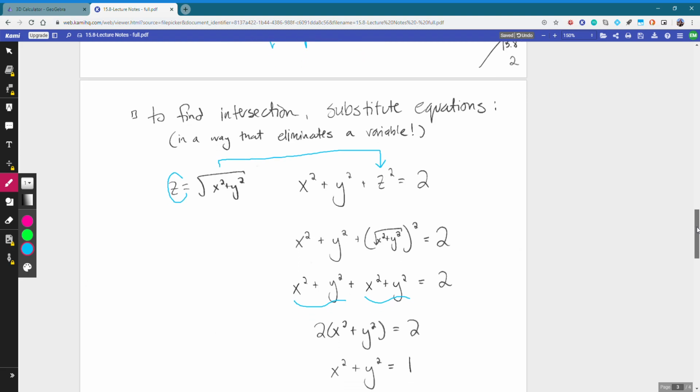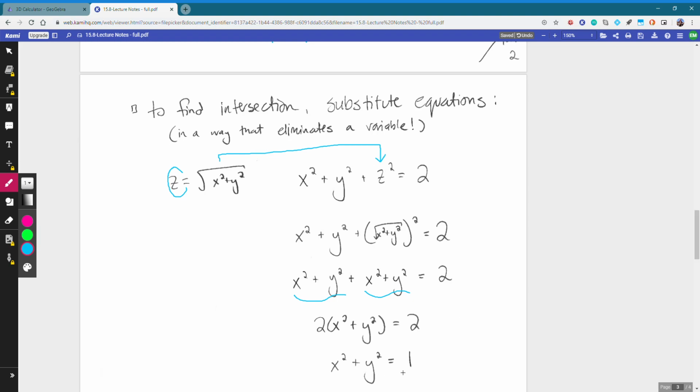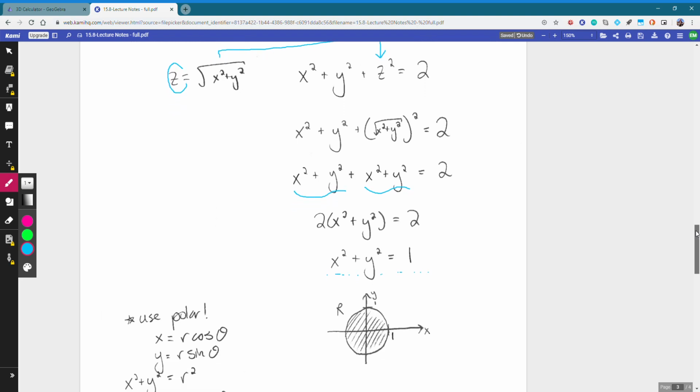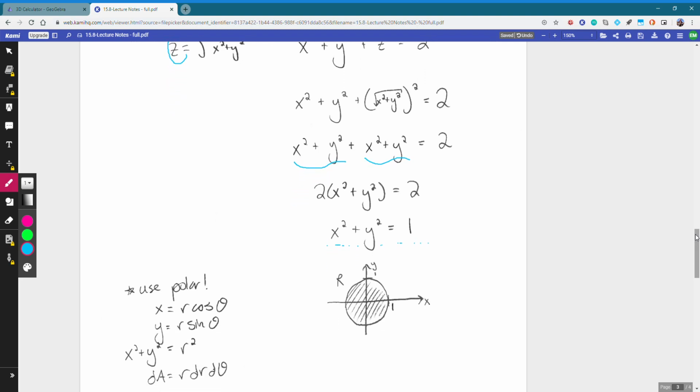And just dividing by 2, there we go. That's a nice clean equation for the outer rim of our shadow. And so right here we can see we get the unit circle as the shadow in the XY plane. So the radius is going to be 1 for our shadow.